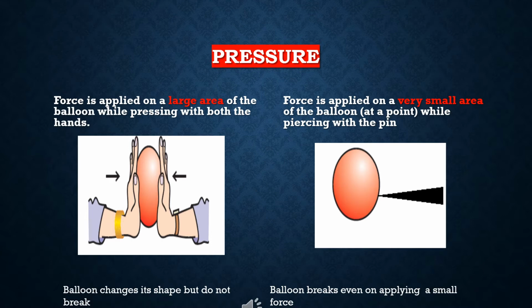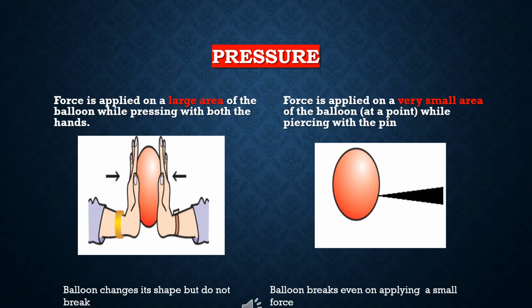What is the reason for that? While pressing with both the hands on the balloon, we are applying force on a large area and the balloon changes its shape but does not break. In the second case, we are applying force on a very small area or at a point while piercing with a pin. In that case, the balloon breaks even on applying a small force.